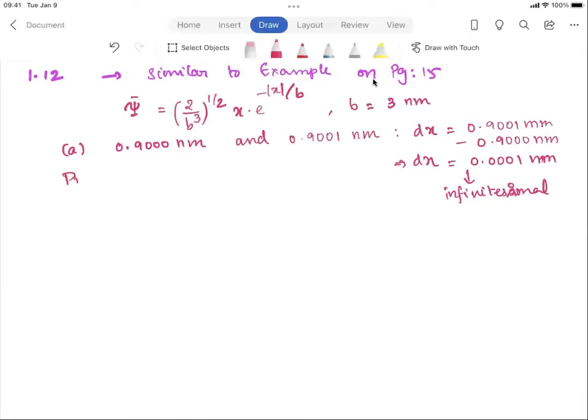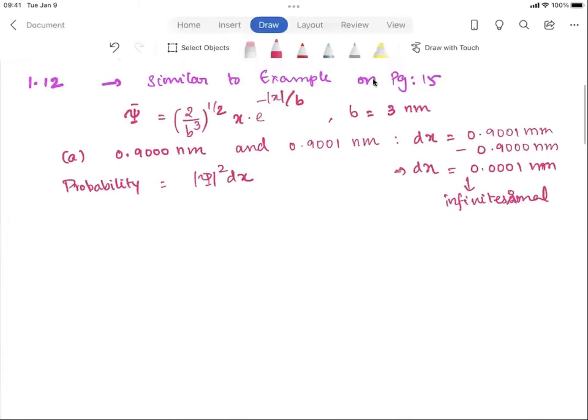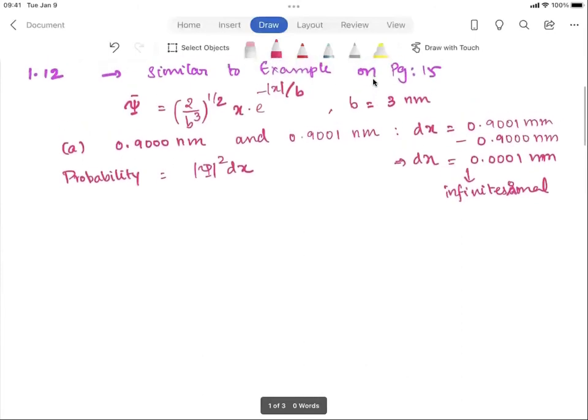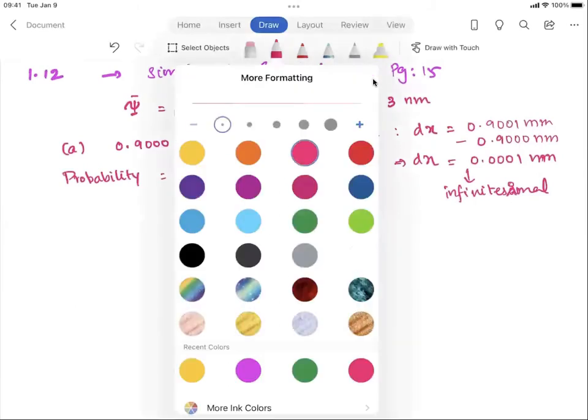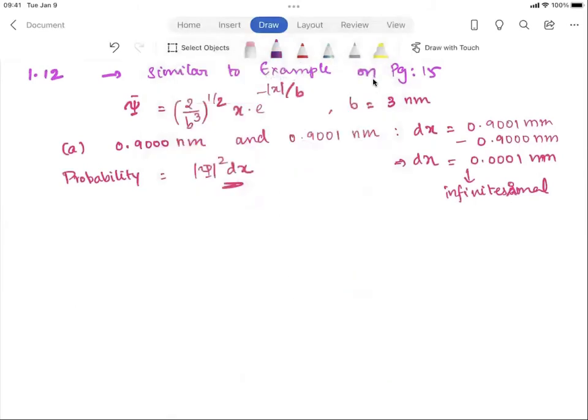And for cases like this, the probability is computed as just this. However, if the interval is not infinitesimal, then we would have to integrate over this value. But since the interval here is infinitesimal, all we have to do is compute this value. So let's do exactly that. Let's compute psi squared first, because we already know what dx is.